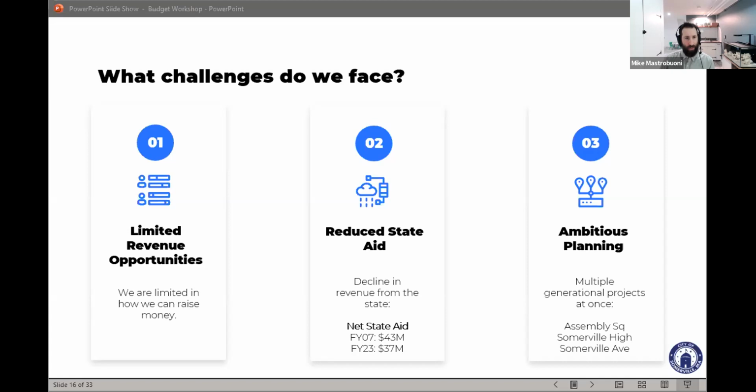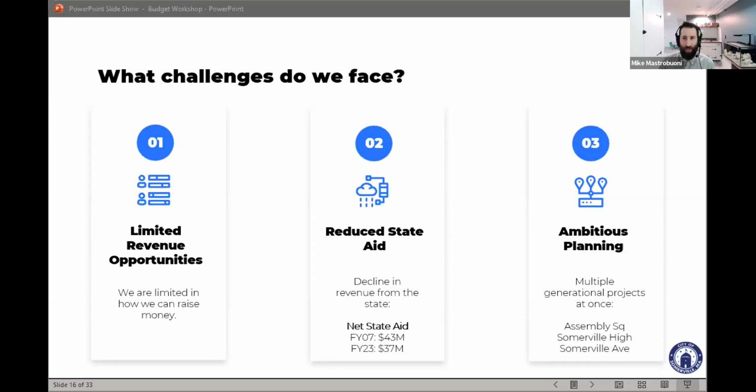Another challenge that we're facing is reduced state aid. In fiscal year 2007, almost 15 years ago, we were receiving $43 million in net state aid from the Commonwealth. What I mean by that is all of the funds they give us minus all the funds that we pay for things like the MBTA. So 15 years ago, we were receiving $43 million in net state aid. Now, 15 years later, we receive $37 million. So we're actually still receiving less now than we did in 2006. So that's a challenge that we face.